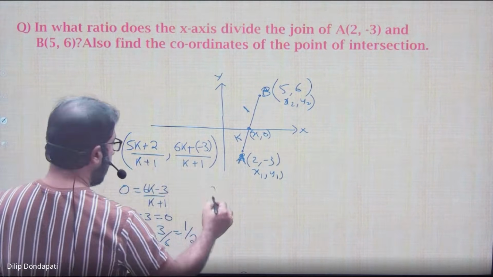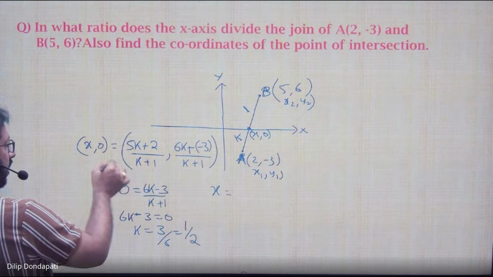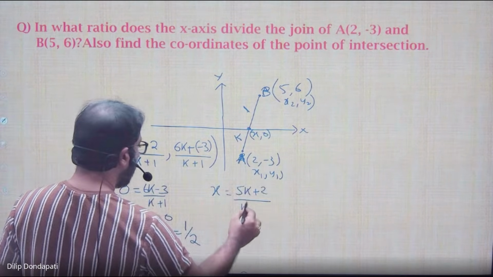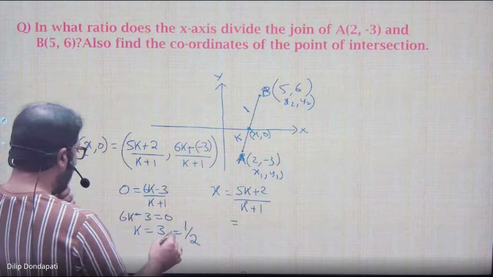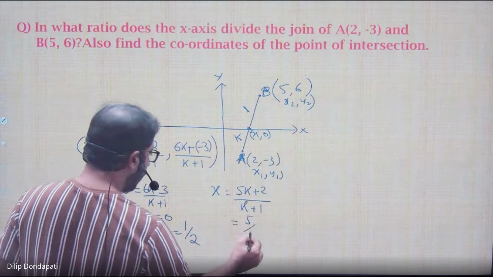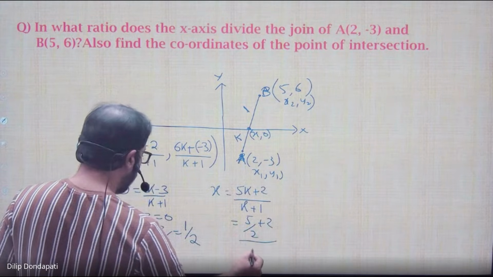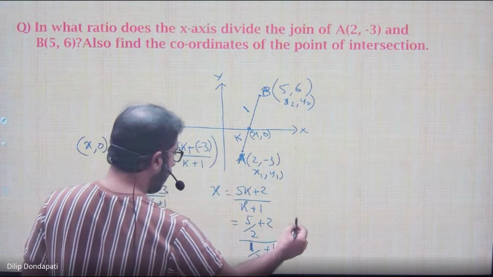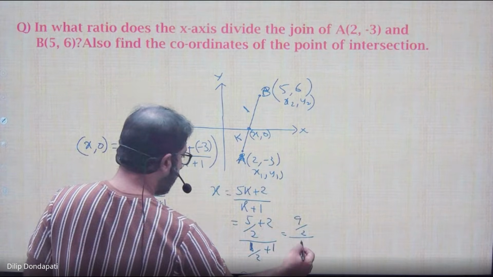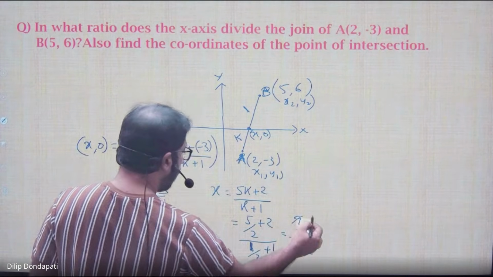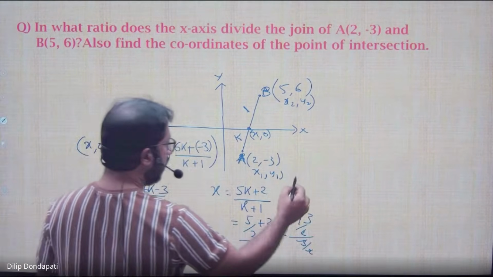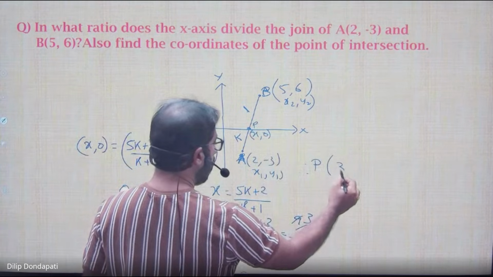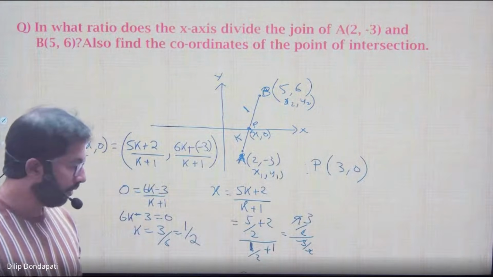After getting the value of k, if I substitute, you will get the value of x. Substitute. x is equal to how much? x equals this coordinate, right? (5k + 2) by (k + 1). So how much will it be? 5 into 1 by 2 is 5 by 2, plus 2, by 1 by 2 plus 1. So how much? 9 by 2 by 3 by 2, which is 3. Therefore the point P is (3, 0). These are the coordinates. Got it?